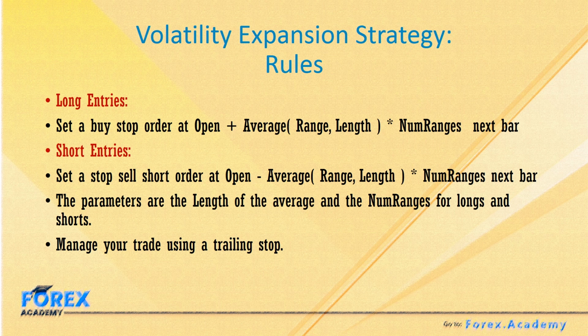So we have two parameters, length and NR ranges. Length defines the number of elements to average in the average true range, and NR ranges is a multiplier of the average true range to optimize the point of the stop order. The standard parameters are length 4 bars and NR ranges 1.5. Let's see how it performs.